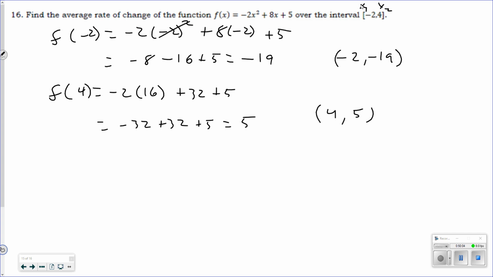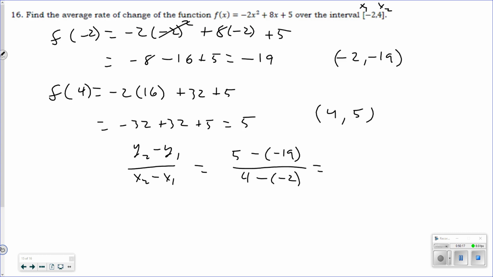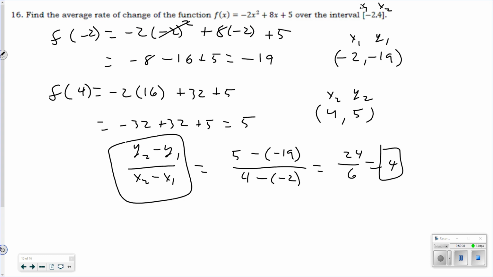Average rate of change. Remember, y2 minus y1 over x2 minus x1. So 5 minus -19 over 4 minus -2. That's 24 all over 6, which is 4. And that's going to be your answer. That's your average rate of change. You need the y's, right? So this became x1, y1, x2, y2. Plug it into this formula, and you have your average rate of change.